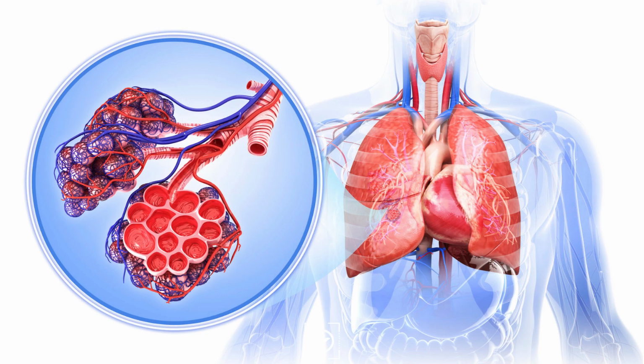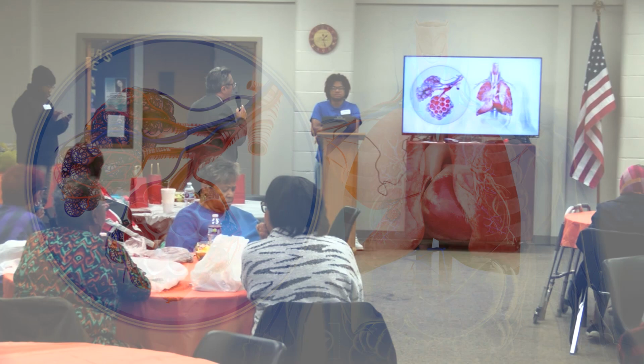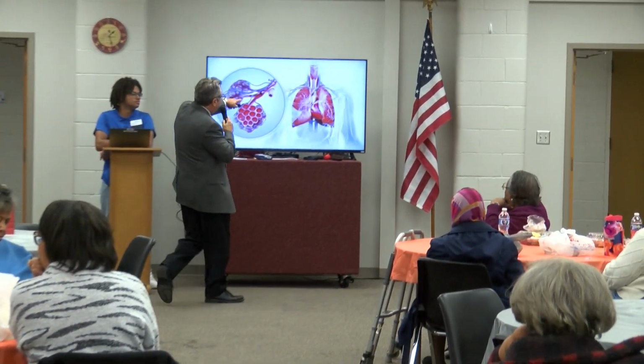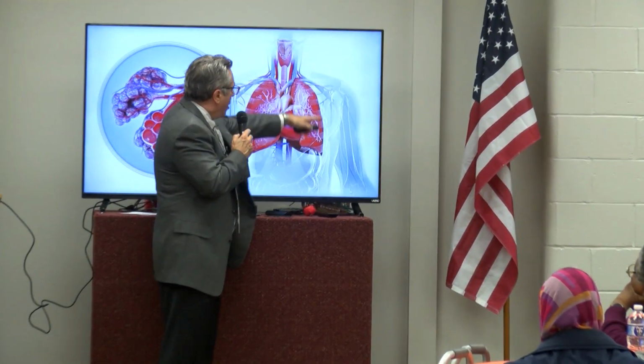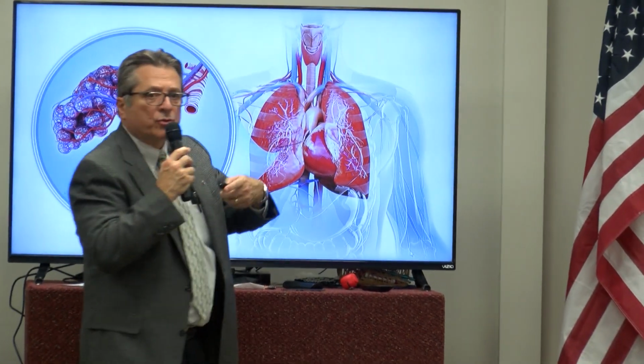Okay. That's just a picture of what the lungs look like. So your lungs sit in your chest, in the middle of your chest. The right lung is over here. The left lung, the heart, and all the big vessels sit right in the middle.